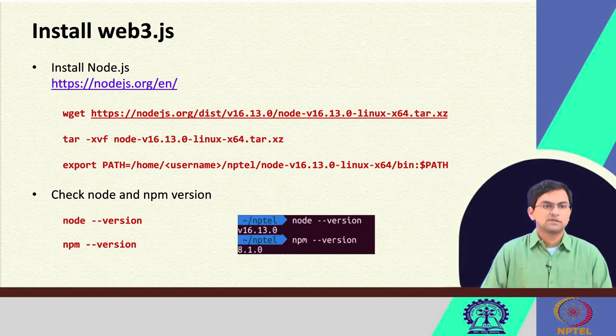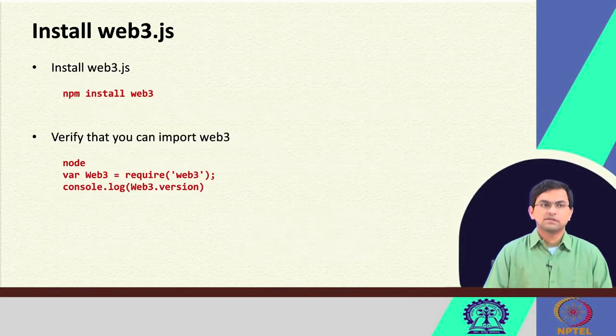So, the first step is installing Node.js, which we can do by downloading the Node.js package from the website, then extracting it and then properly configuring the path to its executables. And then finally, after Node is installed, we can check the versions of Node.js and also npm. So, once Node.js and npm are installed, then next we can move on to install the web3.js package. That part is simpler.